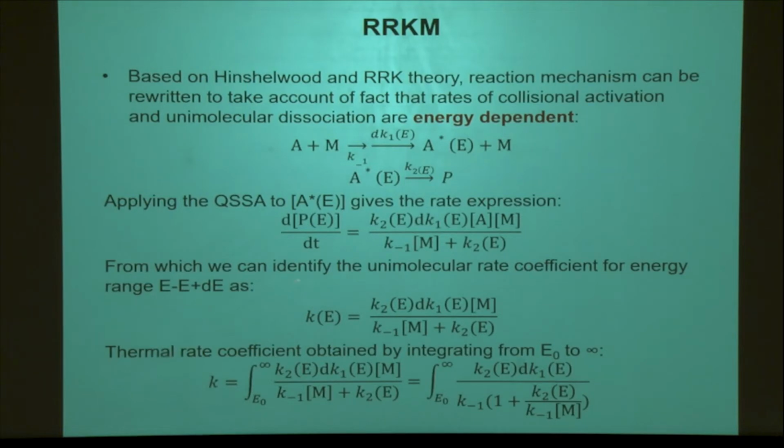From this we can identify the unimolecular rate coefficient for a specific energy range in this way. It depends on energy-specific rate constants and also the pressure. If we want to get back to the thermal rate coefficient, then what we have to do is integrate from energy 0 up to infinity for this expression.